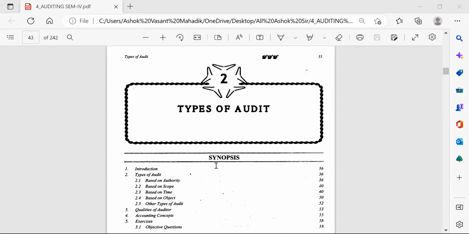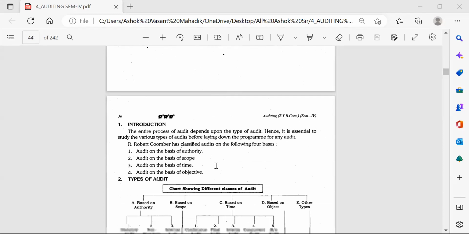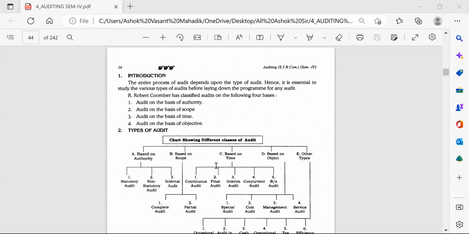Now, let us start. Introduction. In types of audit, we can classify audits based on various bases or grounds, like based on authority. So, who is authorized? How is it authorized? That is the first criteria. Under that, we have statutory audit, non-statutory audit, and internal audit.